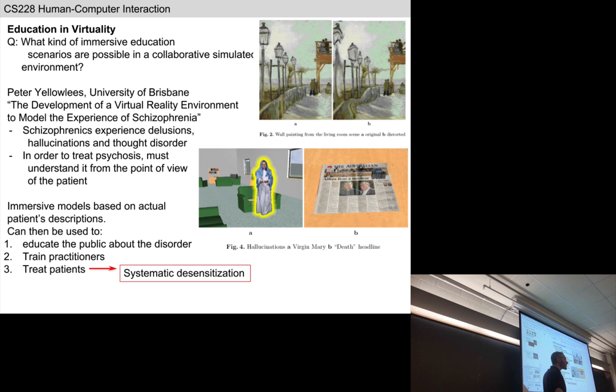And then also you can use it to treat the patients themselves. If you suffer from schizophrenia, for example, you can be fitted with a system, again, in the presence of experts, where you can very gradually turn up the realism. You can implement or turn on an episode and turn it off again. And you can try, if you do this in a systematic way, to desensitize the observer to the effect.